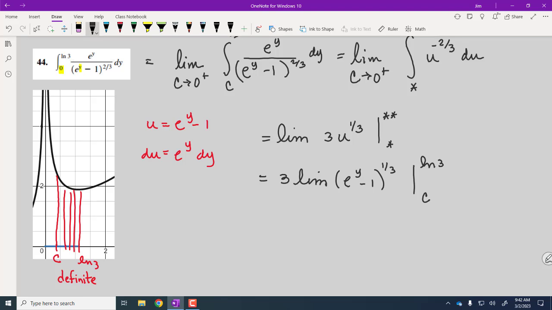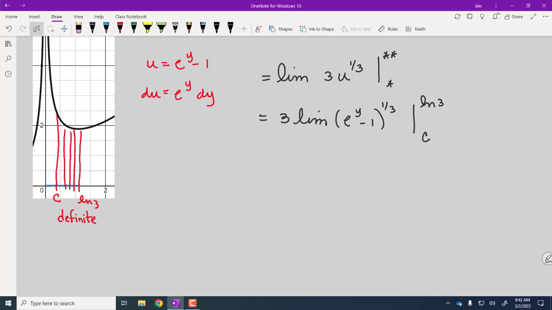So we'll plug in our upper limit of integration. That's natural log of 3. e to the natural log of 3 is 3. 3 minus 1 is 2. So we end up with 2 to the 1/3 power. And then we subtract off the antiderivative at the lower limit of integration. And that will be e to the c minus 1 to the 1/3.